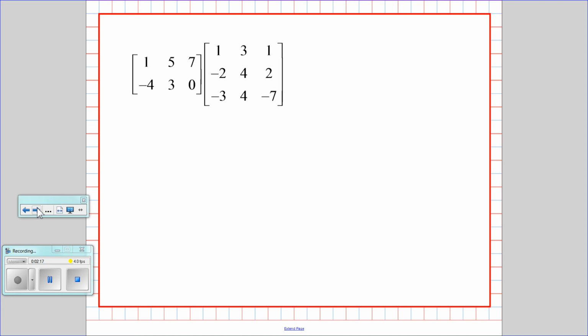All right. So this is a 2-row, 3-column matrix. If you're struggling with that, think about first how many rows there are. 2 different rows, then how many columns there are. 3 different columns. All right, our second matrix here is a 3 by 3 matrix. So yes, that is possible. They have the same interior dimensions, and we're going to get a 2-row, 3-column matrix as our result.